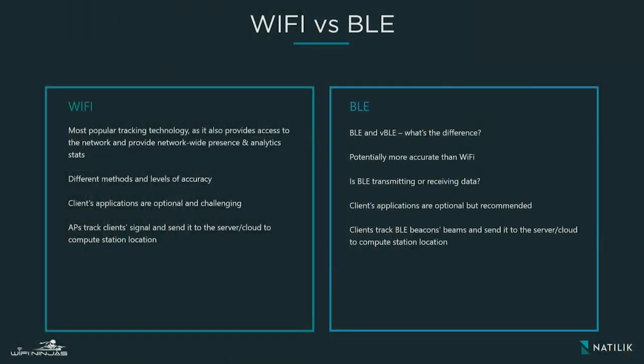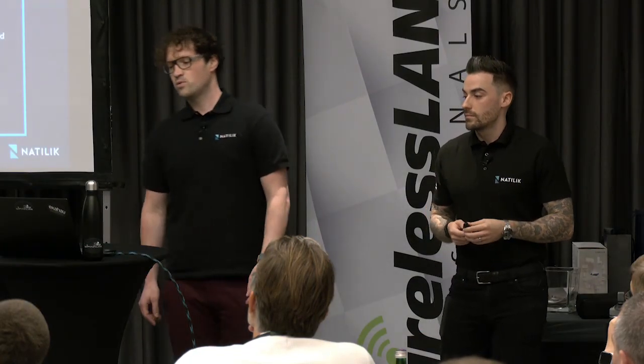Yeah, and moving to more interesting bits, it's BLE. So you must have heard about BLE and vBLE, and what is the difference. Normally BLE means BLE beacons, battery-operated devices scattered around the premises. And vBLE takes this functionality and puts it in the access point. And also, having it in the access point, you can define virtual places on the map, which will trigger different actions for your client. So it's cool. Potentially, BLE can be more accurate than Wi-Fi because the signal deteriorates faster when you move away from the beacon.